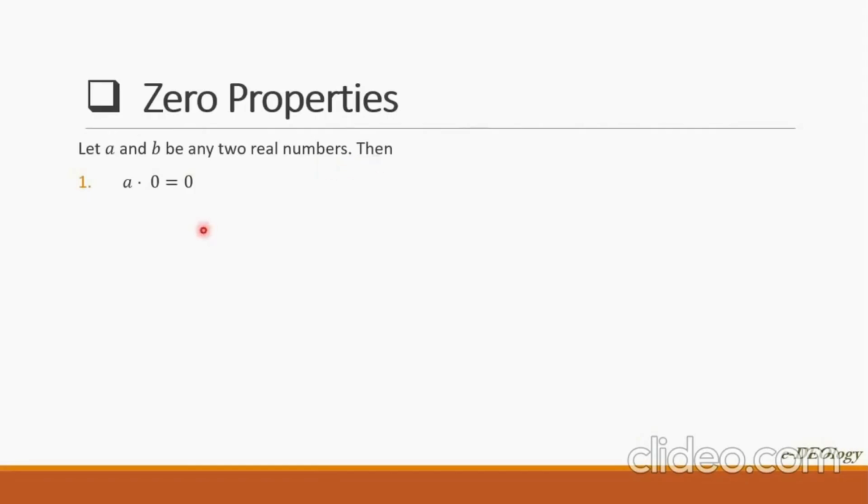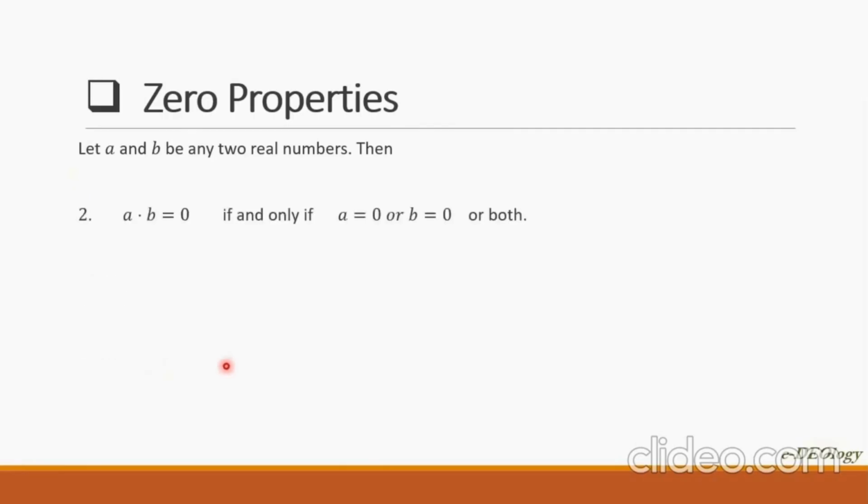Then the first zero property is A multiplied by 0 equals 0. It's like this 0 is a powerful number that when you multiply it to any number, it will consume the other number, and the answer will just be 0. One example is 2 times 0 equals 0. Another example is this group, x cubed plus 1, multiplied by 0 equals 0. So even though there is a big group here, if we multiply it by 0, the answer will be 0.